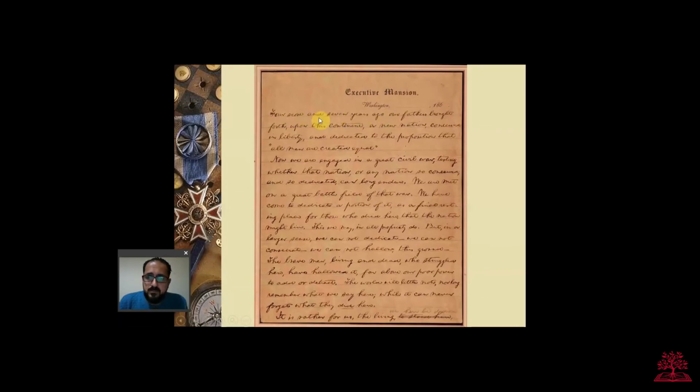Four score and 7 years ago. Now, four score. Do you know the meaning of this? Score means 20. So four score means 80, like 80 and 7. So it's like 87 years ago. So if you want to translate four score and 7 years ago, then it's like 87 years ago.